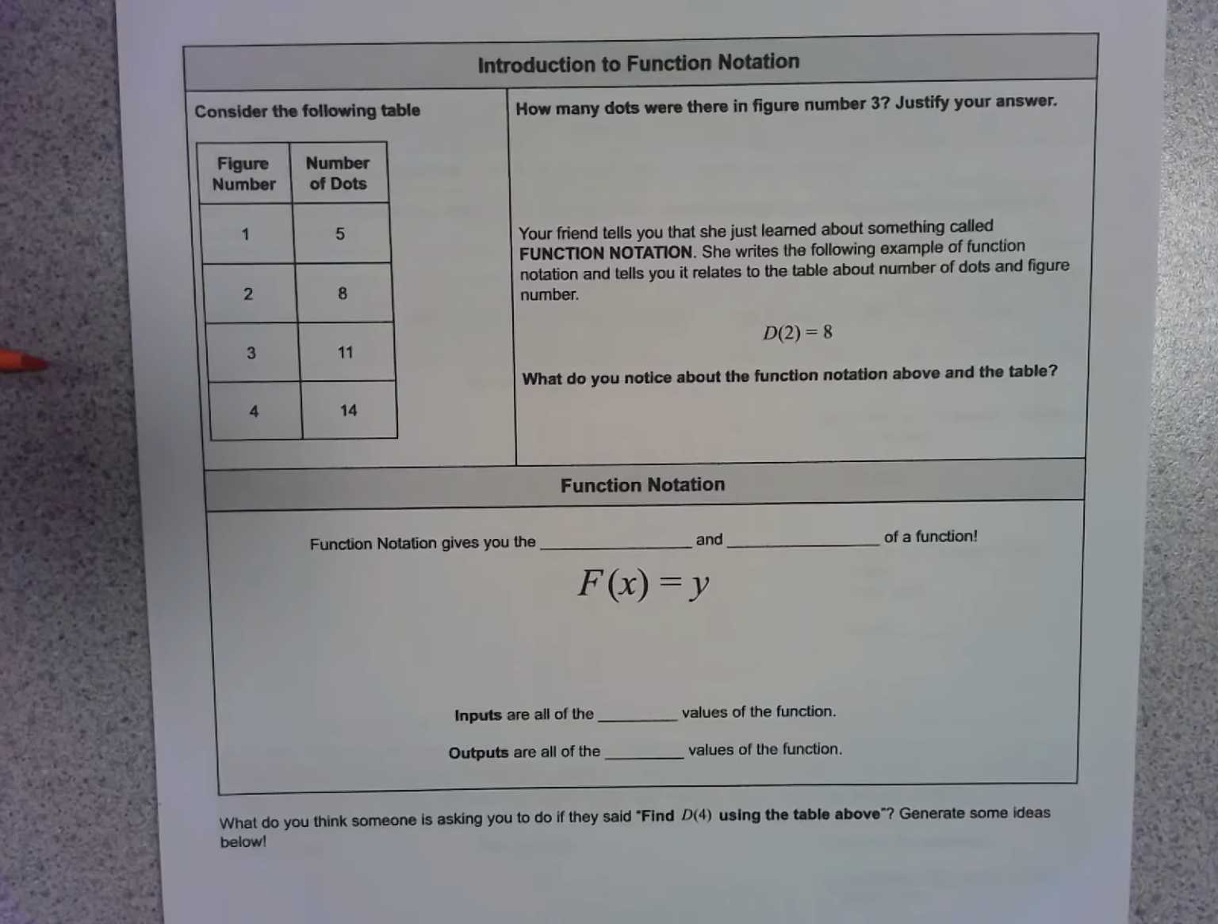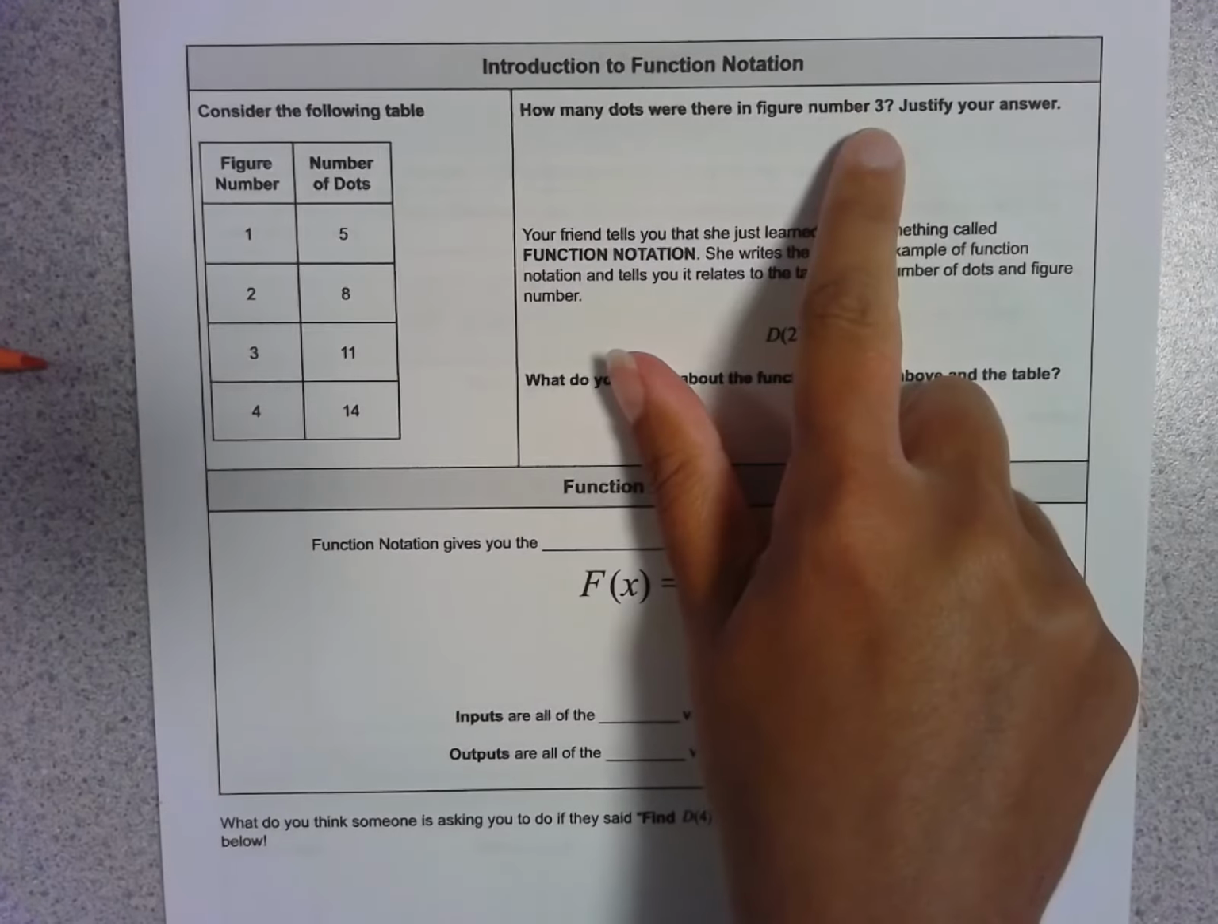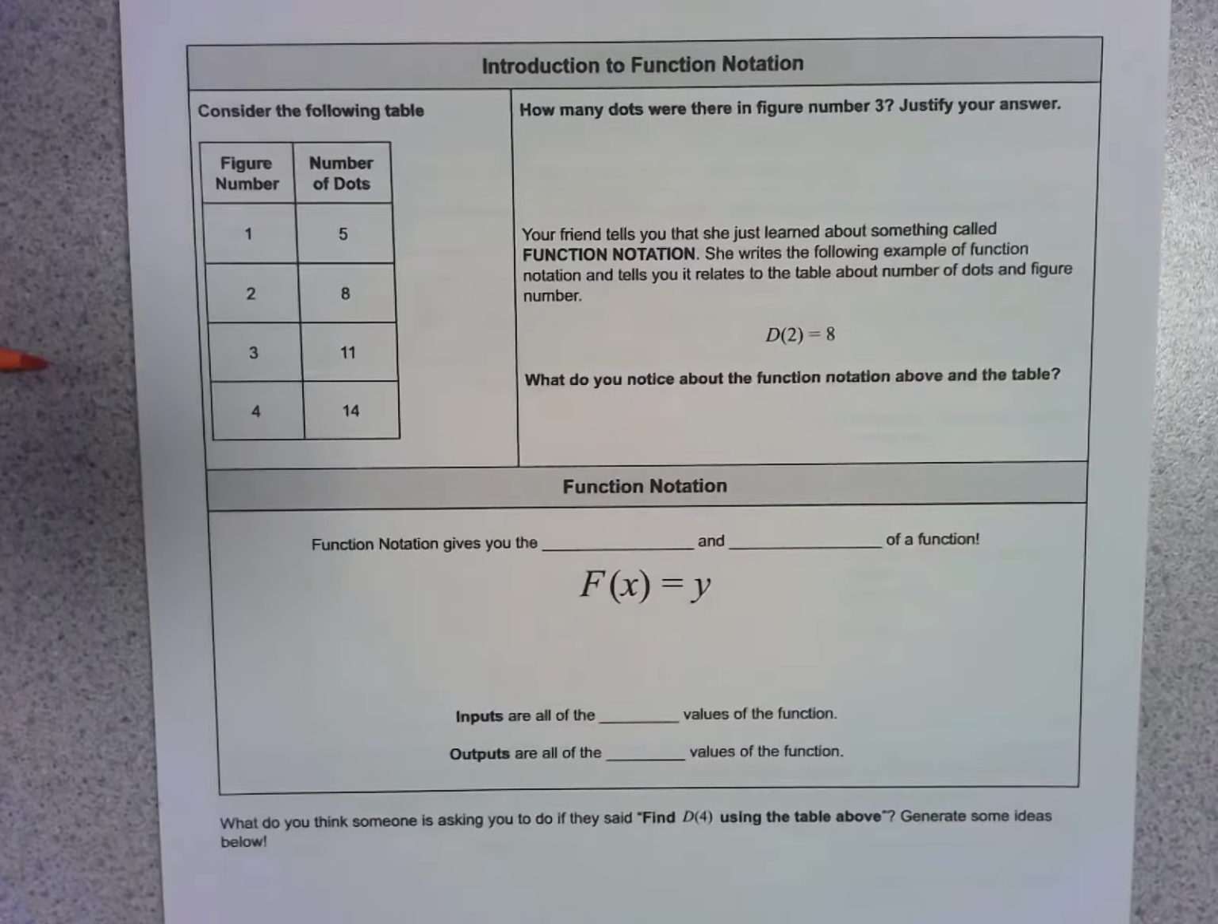Oh my gosh, I almost forgot that there's actually one more part to these notes. So in this part of the notes, we're going to introduce you to a specific notation that we're going to use when it comes to describing the relationship between inputs and outputs. So if we look at the following table, the first thing is, can we answer these questions using the table? If I asked you how many dots were there in figure number 3, and then justify your answer, we would use the table to figure this out.